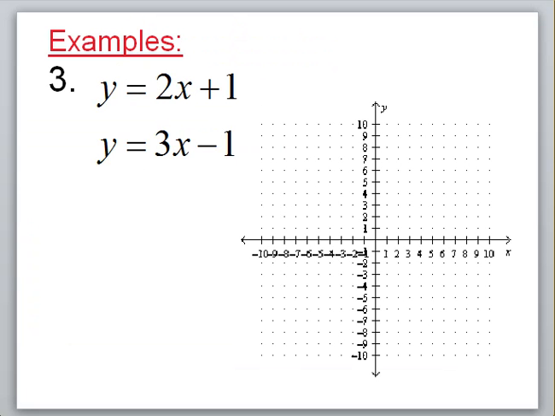So beginning on this next video, I'll go through the first example and I'll graph both of these lines and then we'll find the point of intersection.